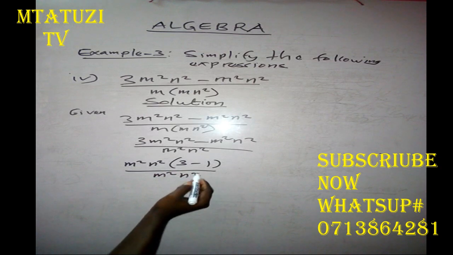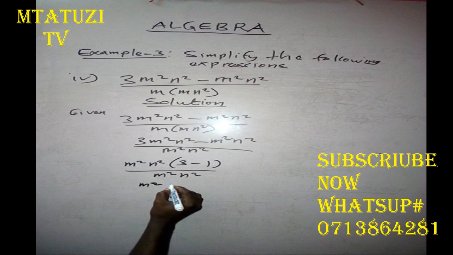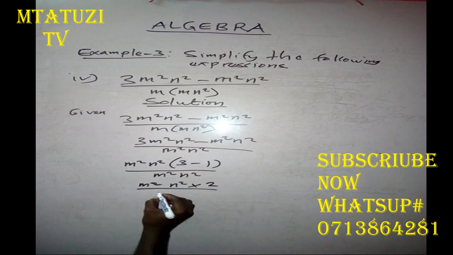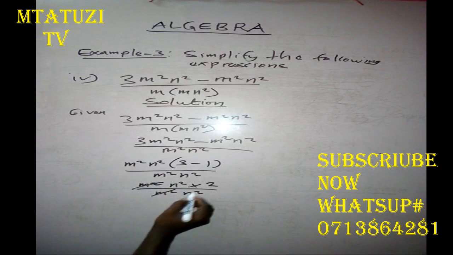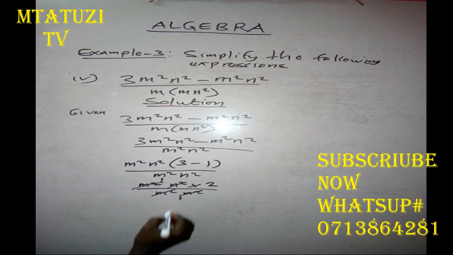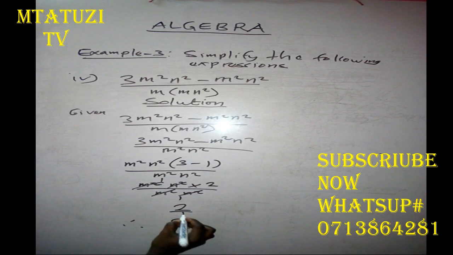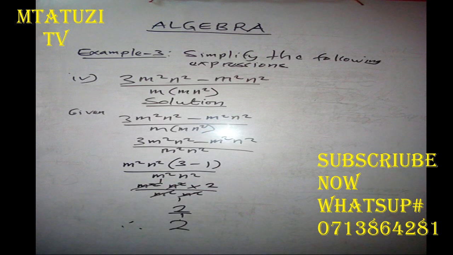So now you have to cancel this one. Before cancelling, simplify the bracket. Open the bracket: m square times n square times 3 minus 1, which is 2, m square n square. So now you cancel. M square and m square cancel. M square and m square cancel. So here is 1, 1. 1 times 2 is equal to 2 over 1. So therefore your answer is 2. That is how to simplify this type of algebraic expression.